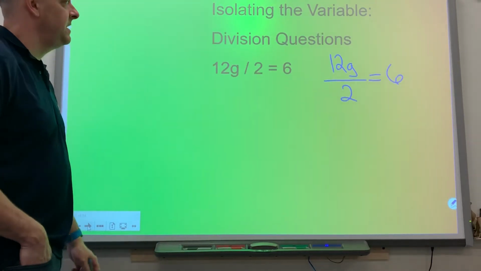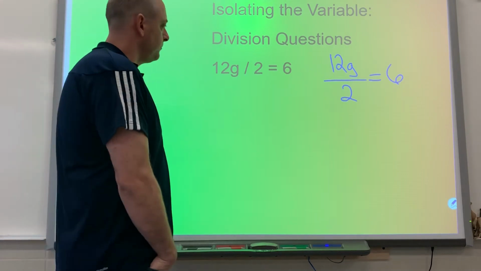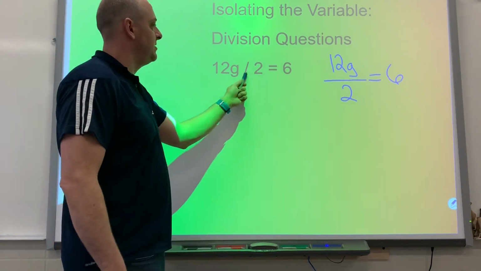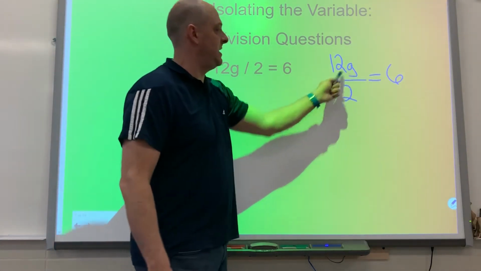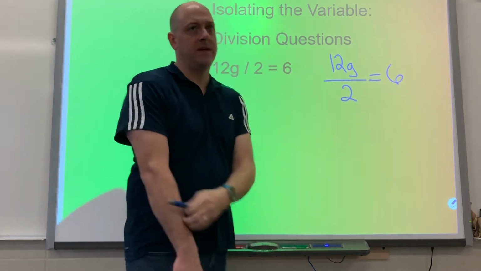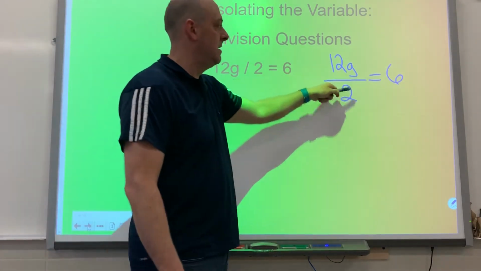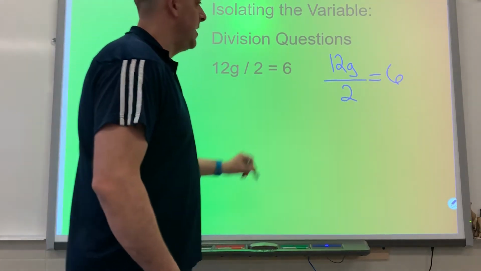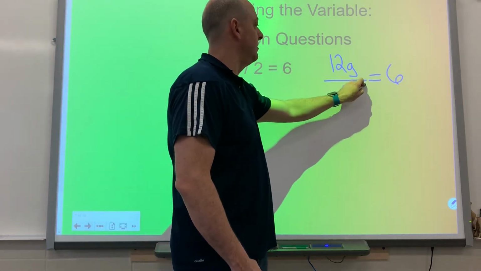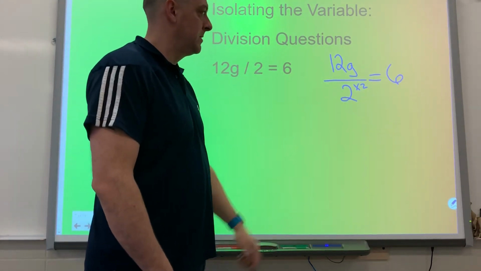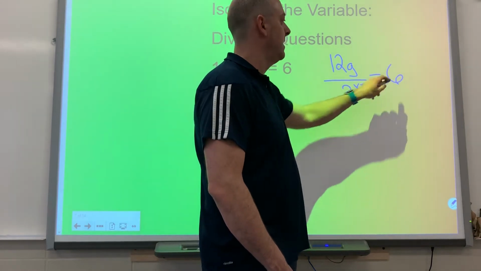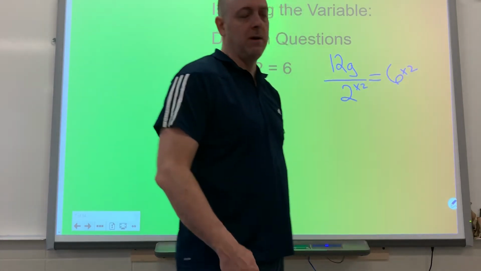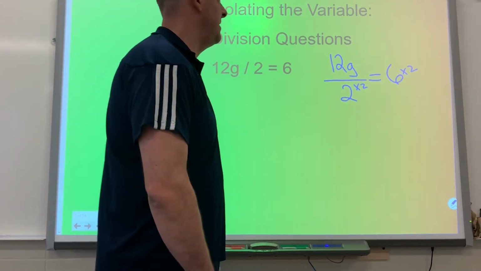The other one we want to see is the division question. So we rewrote this as 12g divided by 2 equals 6. Again, this is going to be easier to write this way so that we can isolate our variable. The opposite of dividing by 2 is to multiply by 2. So we would multiply this whole thing by 2, and we would multiply this side by 2 as well, because whatever we do to one side, we do to the other.